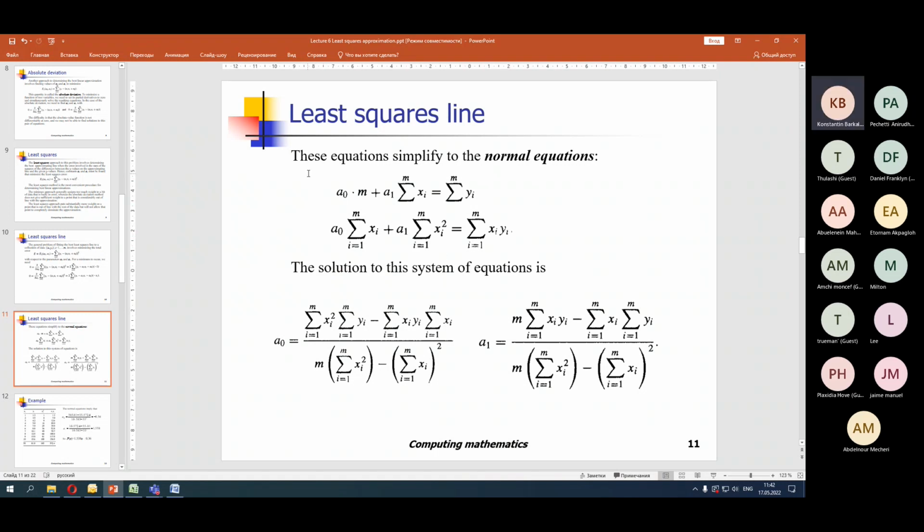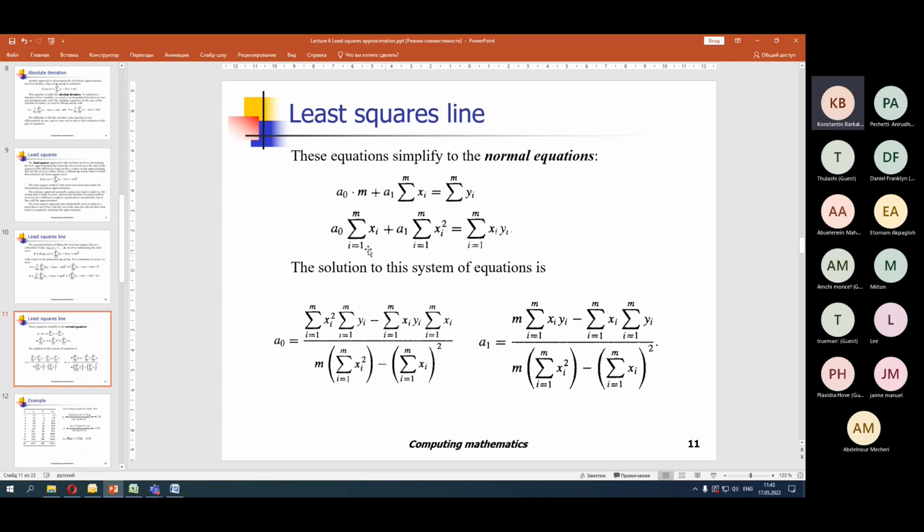This is a very simple system of equations. Two equations with two unknowns. Unknowns here are a0 and a1. M is the number of data points. X are the x values of data points. Y are the y values of data points.